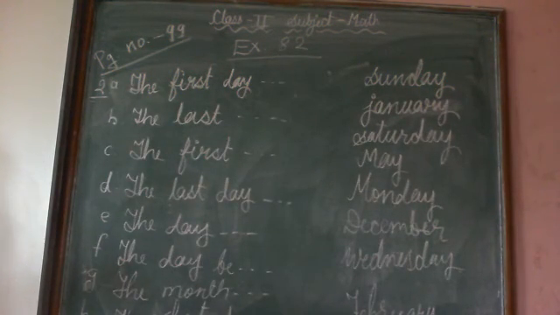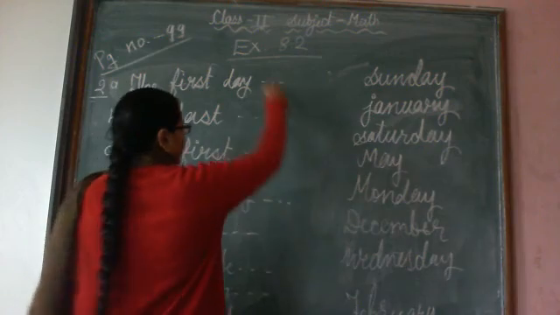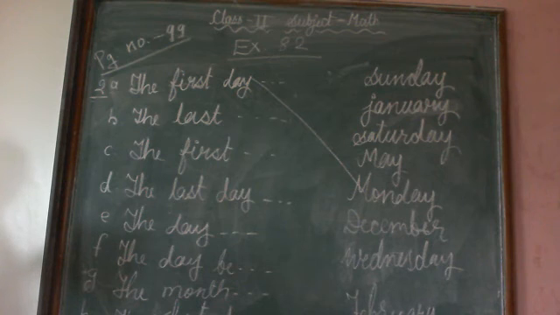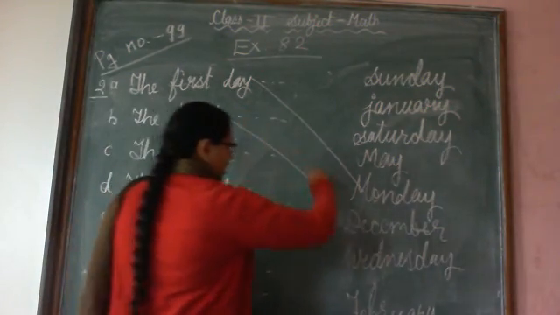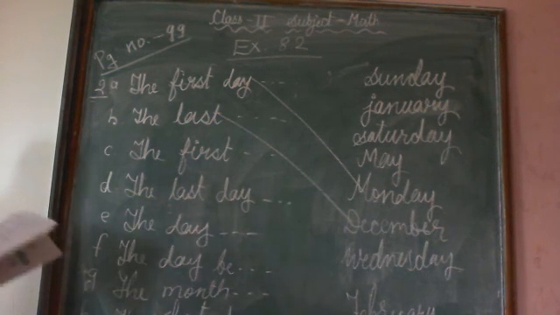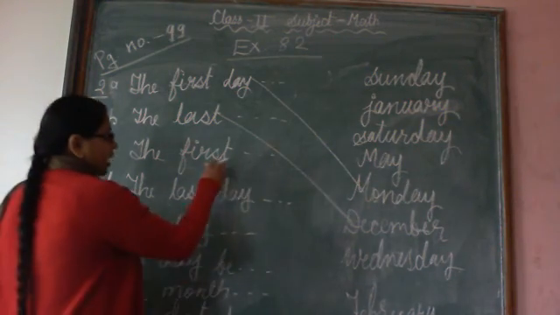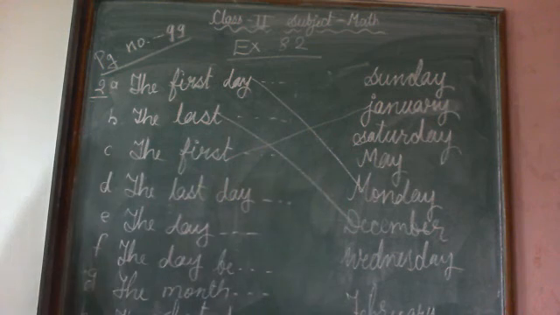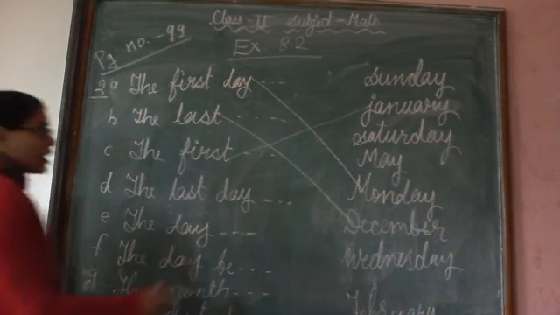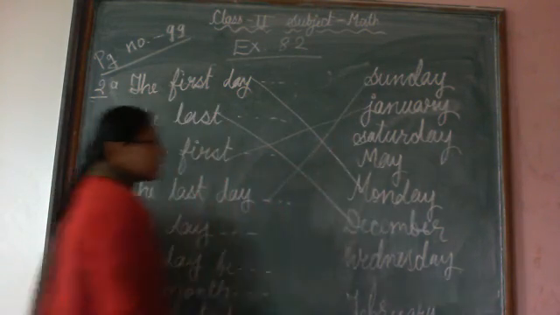In column A, the first day of a week. We know that the first day of a week is Monday. So we will match it with Monday. And B, the last month of a year. The last month of a year is December. So B, we will match with December. Now, the first month of a year is January. Yes, a year starts with January. So we will match it with January. Now, the last day of a week. The last day of a week is Sunday. So we will match it with Sunday.